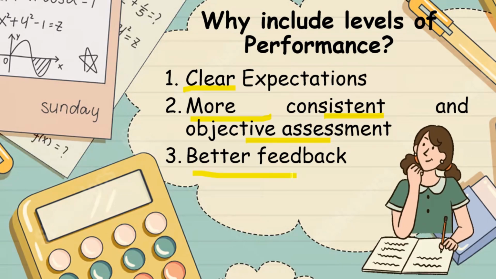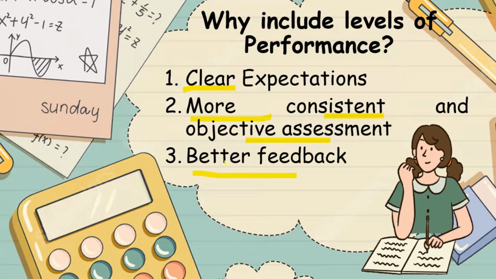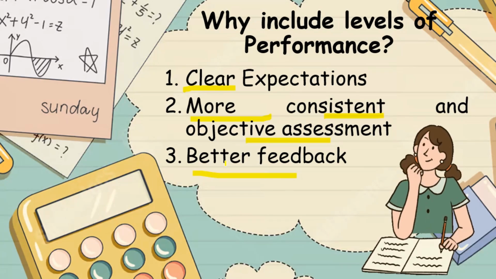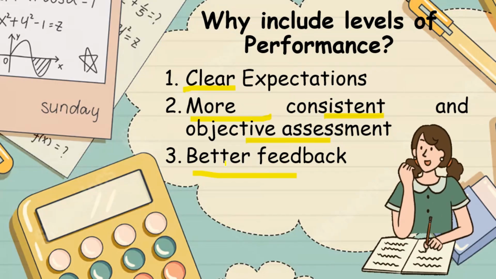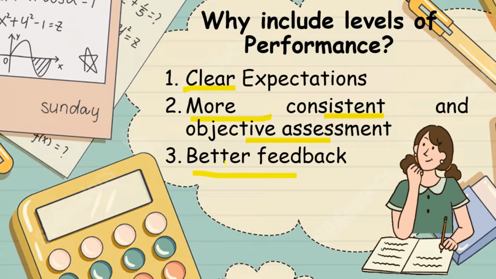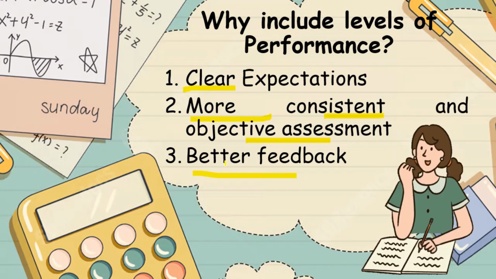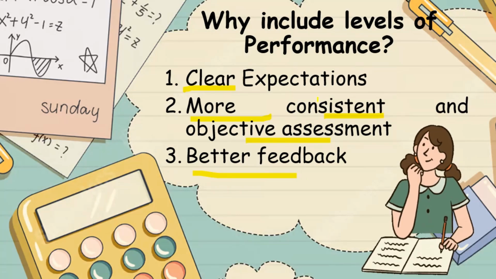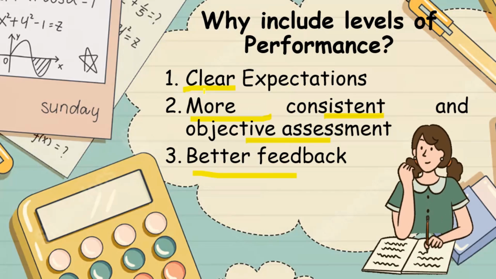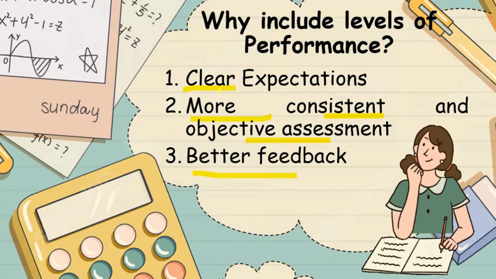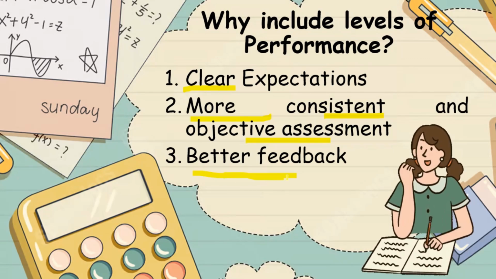So the third reason is better feedback, of course. So furthermore, identifying specific levels of student performance allows the teacher to provide more detailed feedback to the students. So the teachers and the students can more clearly recognize areas that need improvement. So these are the reasons why it is very important to include the levels of performance. Number one reason is it contributes to clear expectations, it is a more consistent and objective assessment, and better feedback.